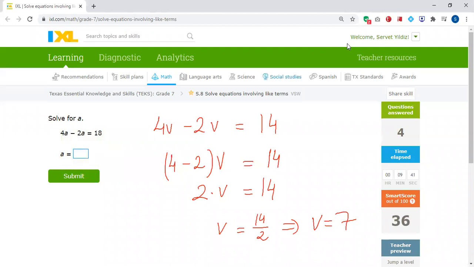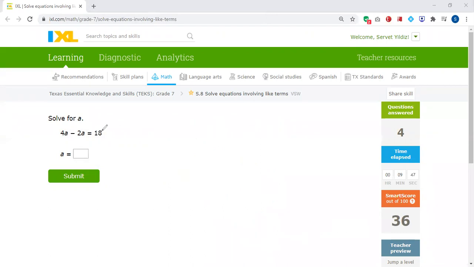And the next one, 4a minus 2a is equal to 18. So the variable is a here, and they have the same variable. That means these two are like terms. We can combine them. I have the coefficient 4 and I have the coefficient -2.